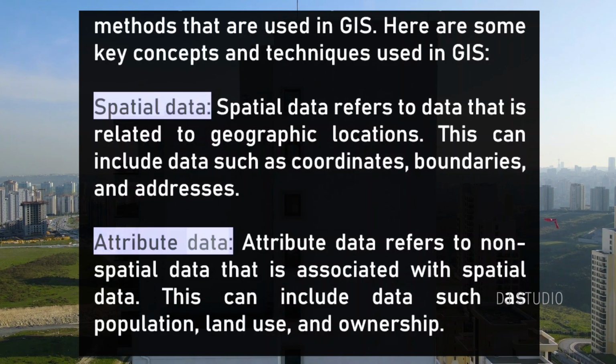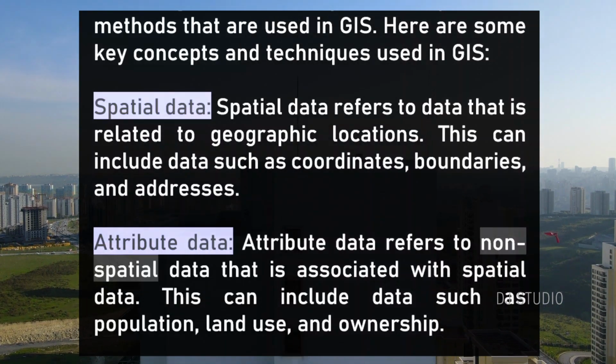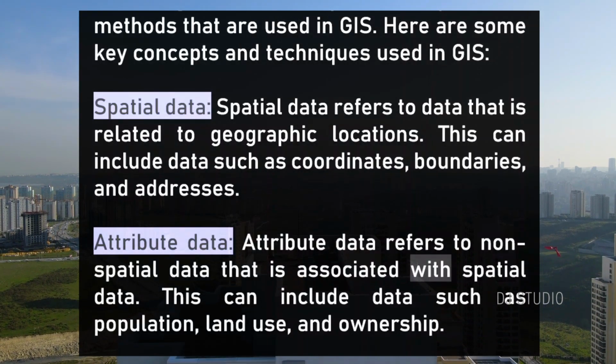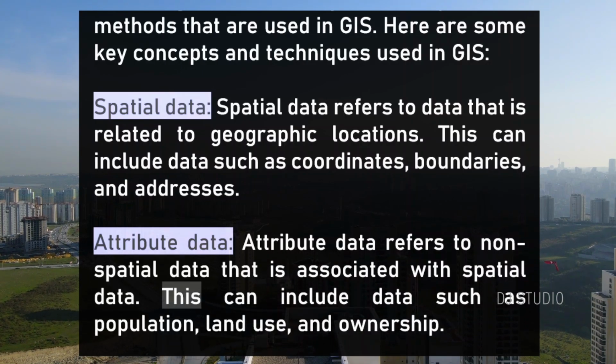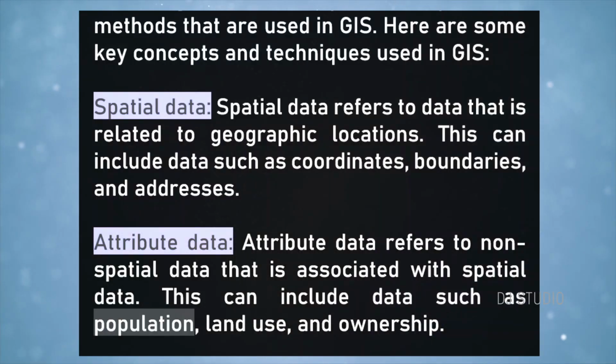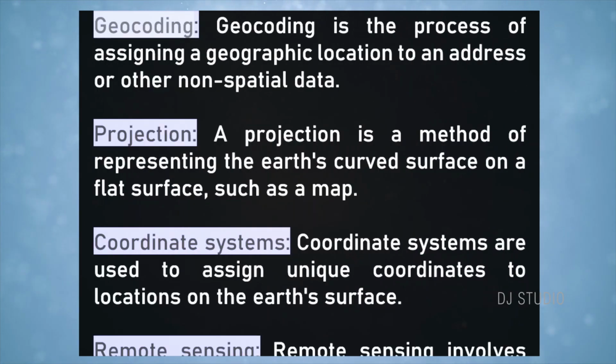Attribute data. Attribute data refers to non-spatial data that is associated with spatial data. This can include data such as population, land use, and ownership. Geocoding. Geocoding is the process of assigning a geographic location to an address or other non-spatial data.